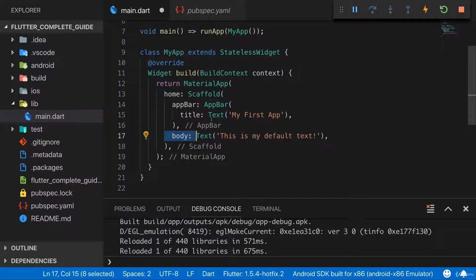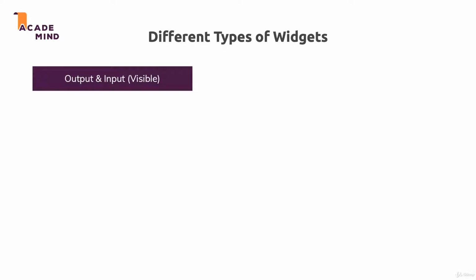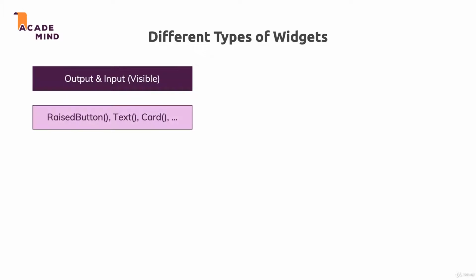I want to pass more than one widget. I want to have a text and a couple of buttons. For this, it's important to understand that we have different types of widgets in Flutter. We have the visible widgets, which are related to user input and to outputting data. Things like a button or a text or a card. And we have only seen the text from all these examples thus far, but there are more widgets like, well, the raised button, which renders a button, and other widgets. And we'll see all of those throughout the course.